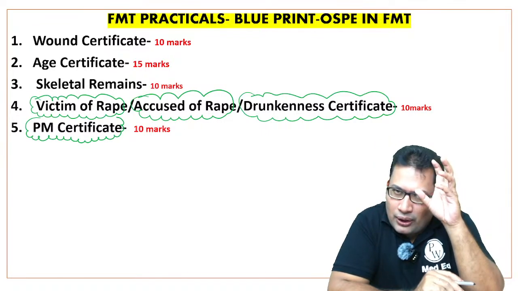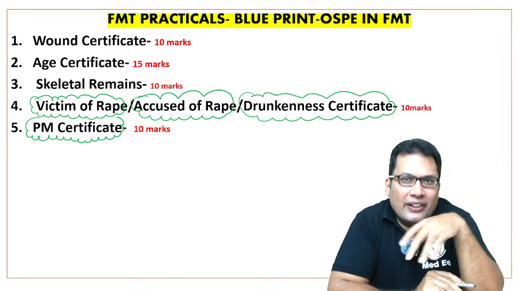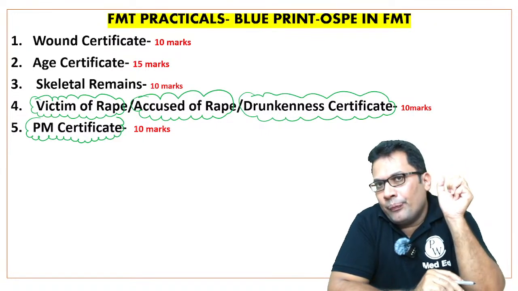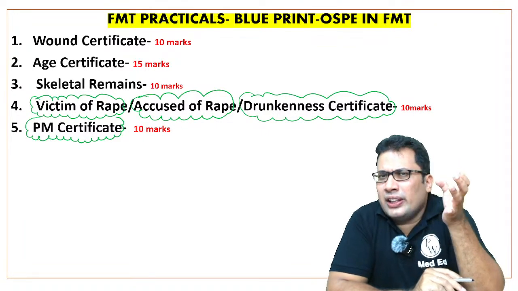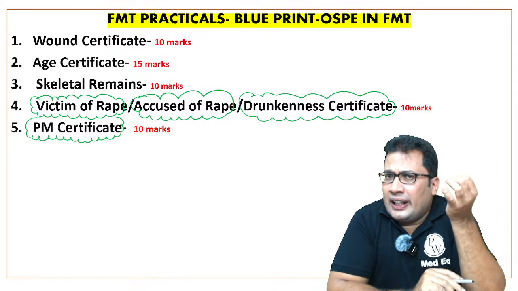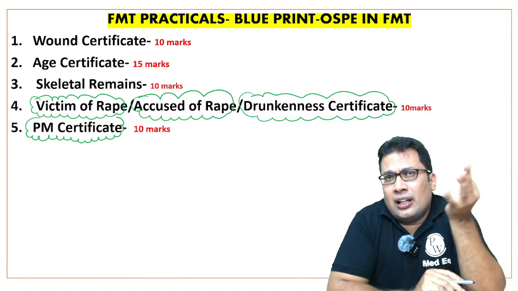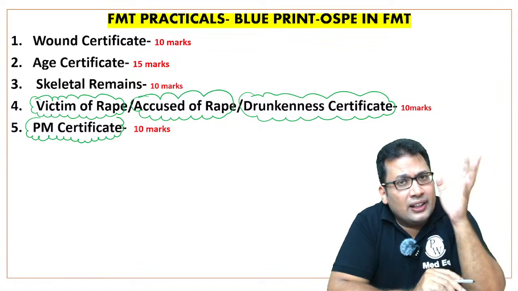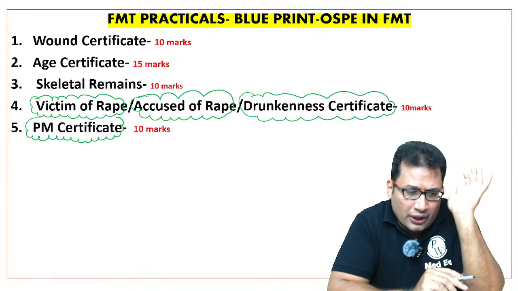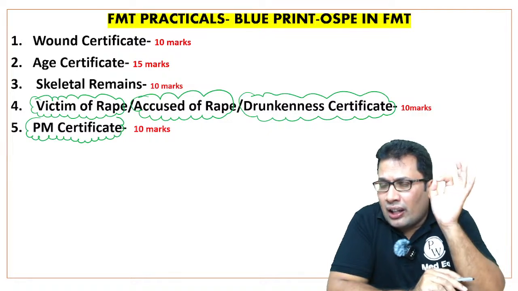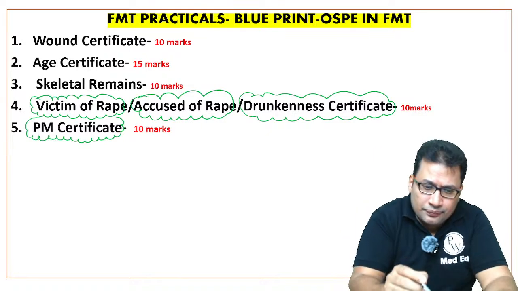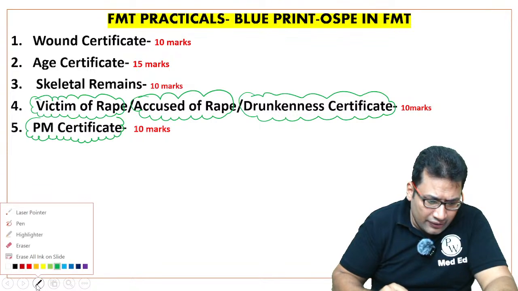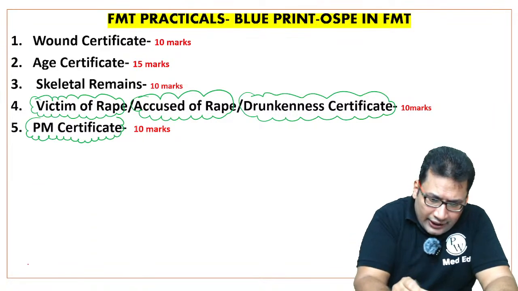You need to properly write all the important findings, and you need to frame the PM certificate along with the opinion. Okay. So, the PM certificate usually can be a case of hanging or a case of strangulation or a case of poisoning, or a case of road traffic accident, anything can be asked in your exam. Anyone, what is the cause of death in case of hanging? What is the cause of death in case of hanging, guys? Say for example, hanging is given.